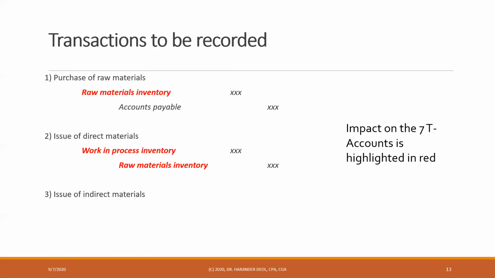Now, materials may also be consumed in the form of indirect materials. We talked about the difference between direct materials and indirect materials in chapter 2. Indirect materials are treated as manufacturing overhead. So debit manufacturing overhead for the cost of indirect materials and credit raw materials inventory because the raw materials inventory would be depleted.